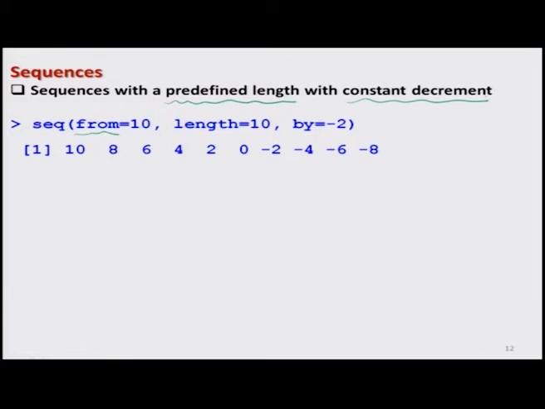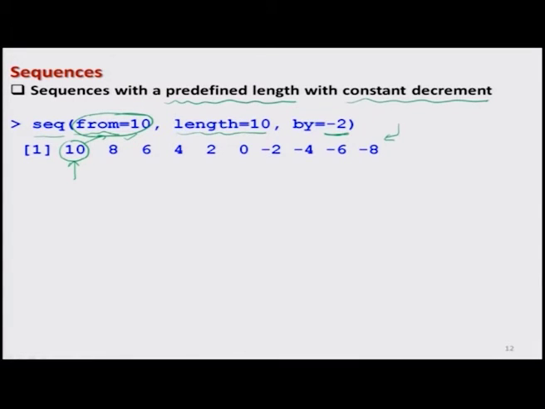Just for the sake of example, I take a sequence which starts from 10, with length 10, and the increment, or the decrement, is going to be given by minus 2. That is an increment of minus 2, which is actually a decrement. Once you enter it, you get this type of sequence. You can see this is the starting value, which is given over here.